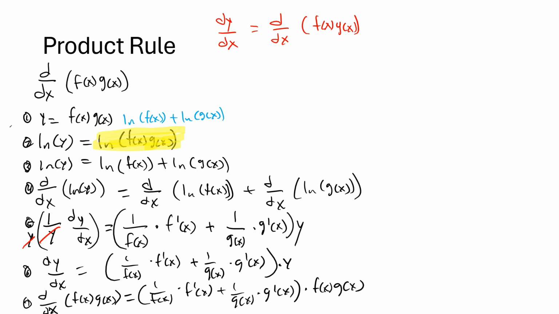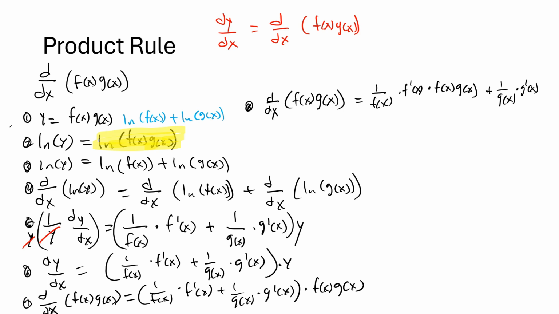Alright, so now we're just going to use our distributive property here for our eighth step. So our eighth step here is we'll get the derivative with respect to x. I hope I do not run out of space here, so I do apologize. It's looking a little cluttered right now. So the derivative with respect to x of f of x g of x equals 1 over f of x times f prime of x times f of x g of x plus 1 over g of x times g prime of x times f of x g of x.